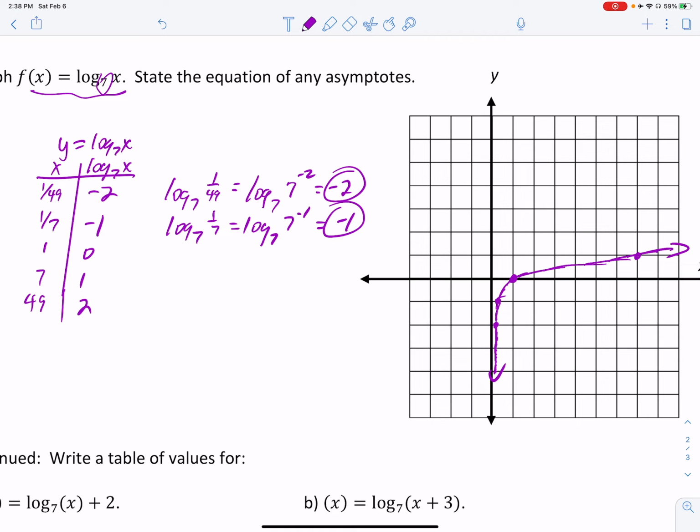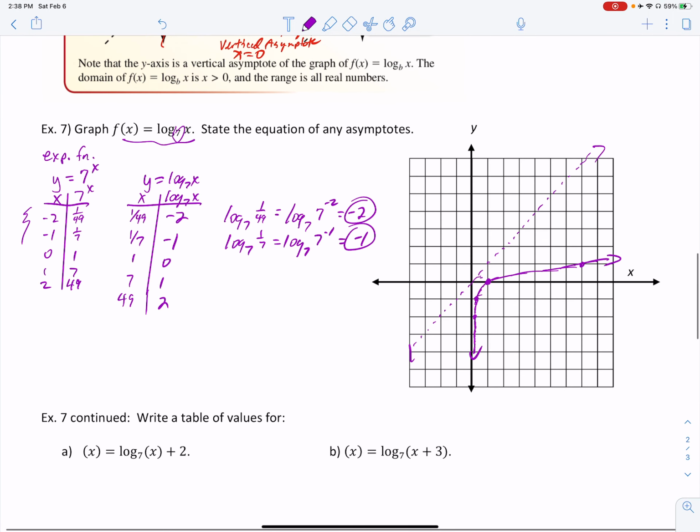If I drew in the line y equals x and graphed the exponential function at -2, we're at 1/49th, at -1, we're at 1/7th, at 0, we're at 1, and at 1, we're at 7. You might be able to kind of see how the logarithmic function was a reflection of that exponential over the line y equals x.